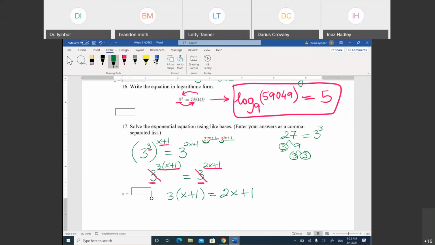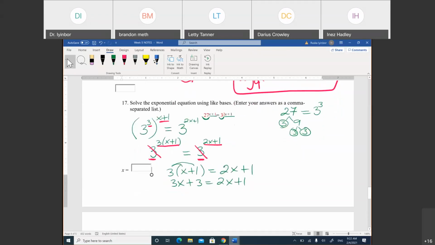But the bases have to be the same in order to cancel them. You have to have 3 with exponent equals 3 with exponent. And then you're going to multiply 3 times x, 3 times 1, which is 3x plus 3 equals 2x plus 1. And then what you're doing, it's a linear equation.